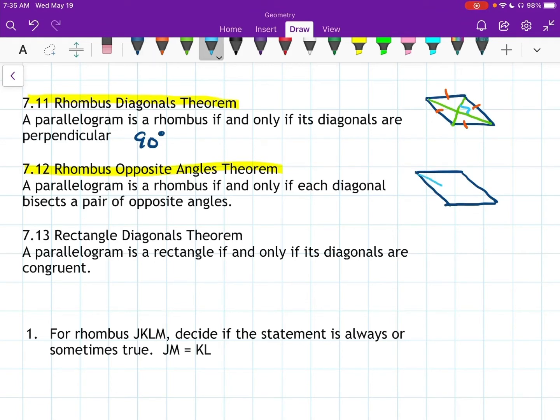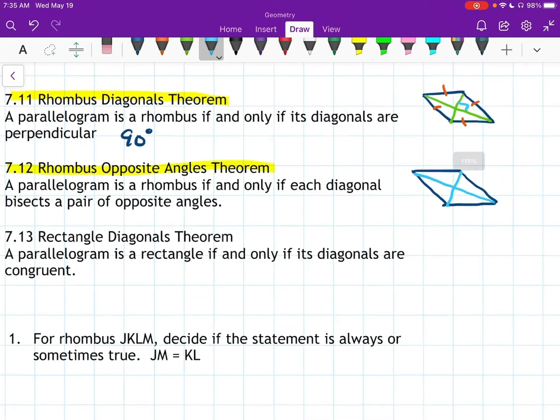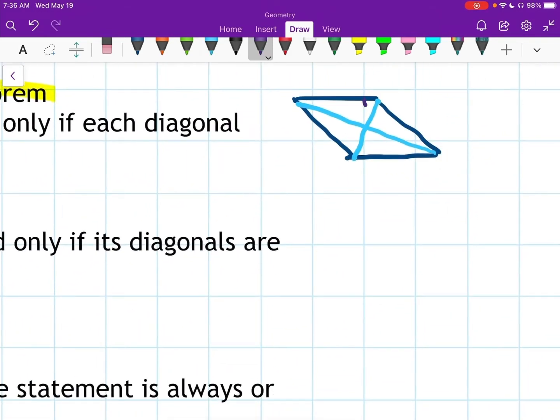So if this is its diagonal, let me draw that a little bit better. If these are its diagonals, then it tells us that the diagonals bisect a pair of opposite angles. So this and this would be equal, and it would also be that this and this are equal, and they're equal to each other. And then we'd have these guys and those guys. Right, so that's what that is saying.